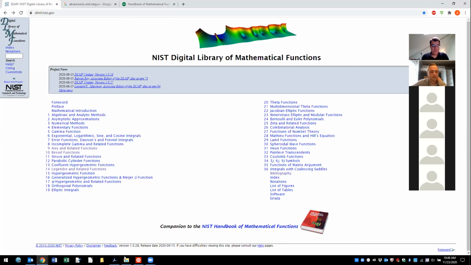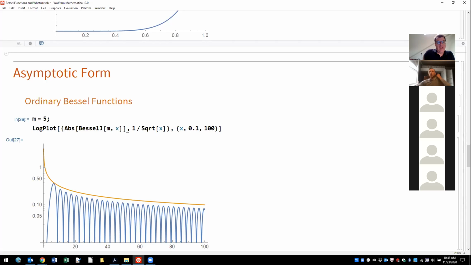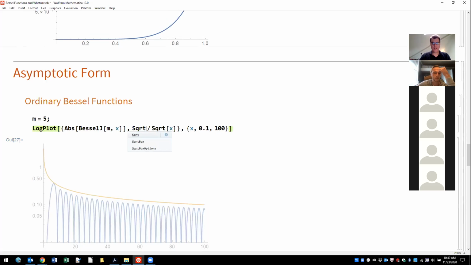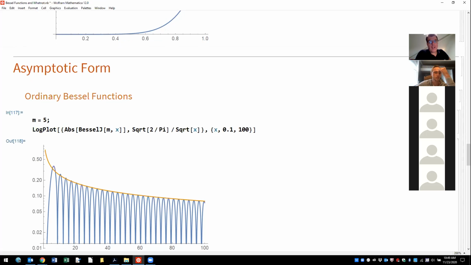Okay, back to Mathematica. A more relevant fact is that at large values of x, very far from x equals 0, it turns out that the Bessel functions decay as roughly 1 over square root of x. Okay, more precisely, they decay as square root of 2 over pi divided by square root of x.